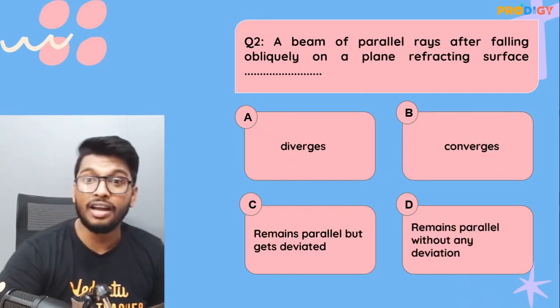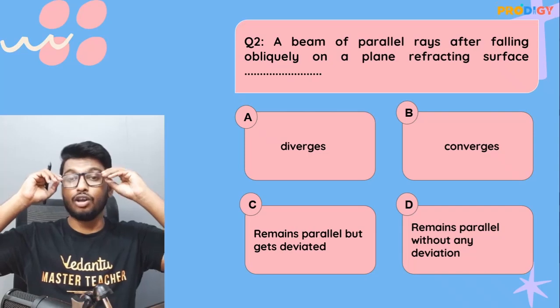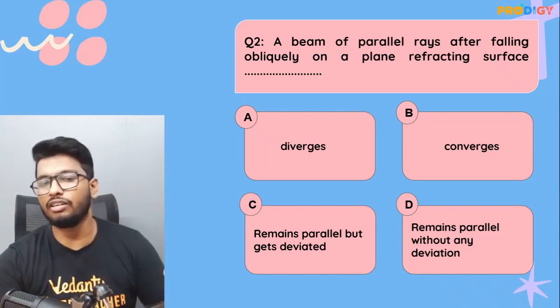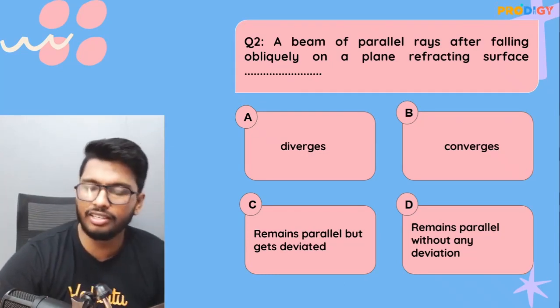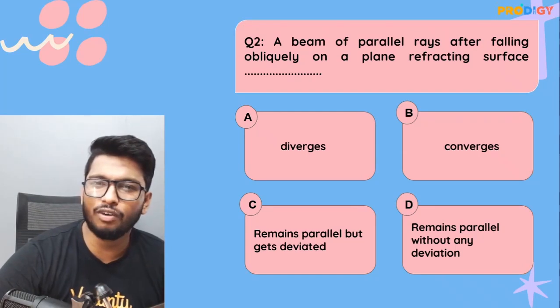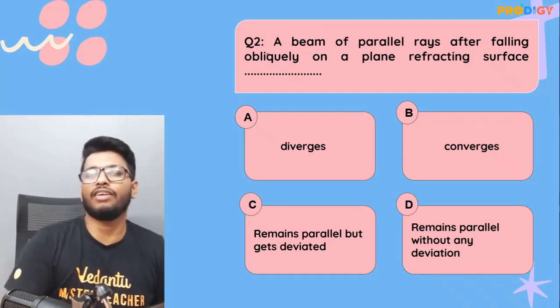All right, here's the second one. A beam of parallel rays after falling obliquely on a plane refracting surface diverges, converges, remains parallel but gets deviated, or remains parallel without any deviation. A beam of parallel rays after falling obliquely on a plane refracting surface.